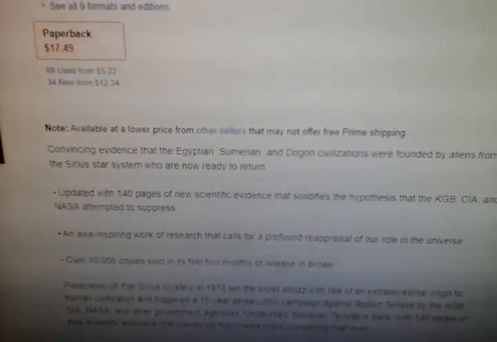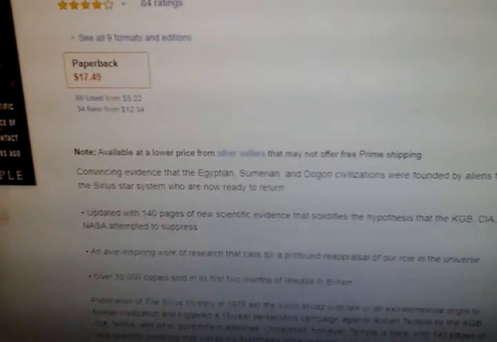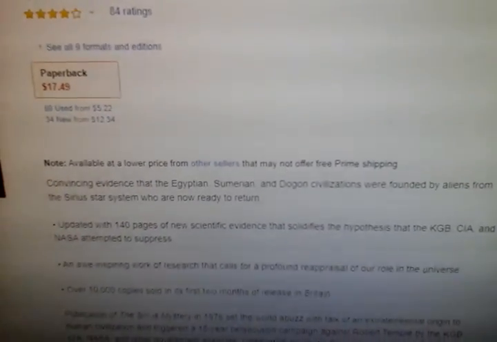See, all this stuff is tying into what I'm saying. He said these people are about to come back. I'm not making this up. I didn't write this. You see it for your own damn self. He said that convincing evidence showed that the Egyptian, Sumerian, and the Dogon civilizations were founded by aliens. What aliens? From the Sirius star system, who are now ready to return. Keep on thinking that is a joke. I'm gonna say that I told you. That's all I can say.